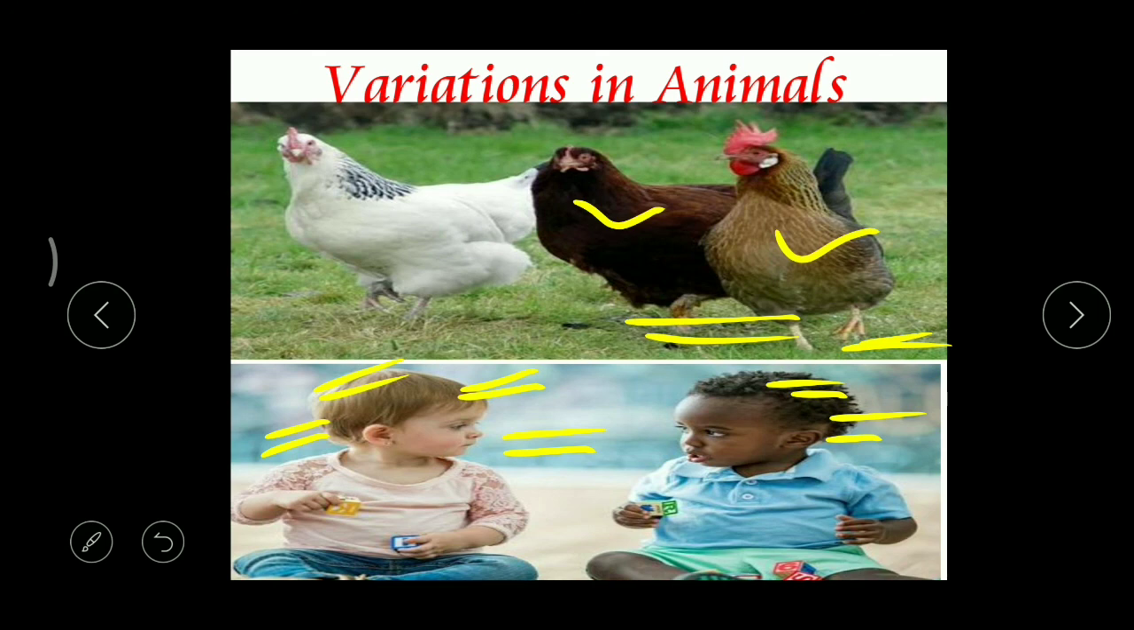So why are we talking about all these things? Whenever we can find many differences among living organisms, then we call it diversity. Diversity means many. So when there are many differences, then we can say there is a diversity.